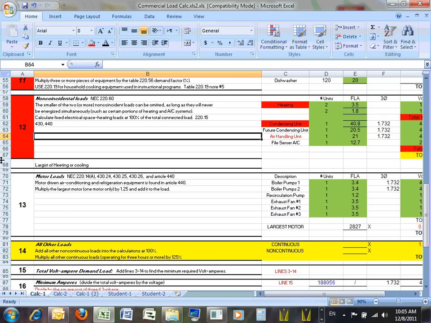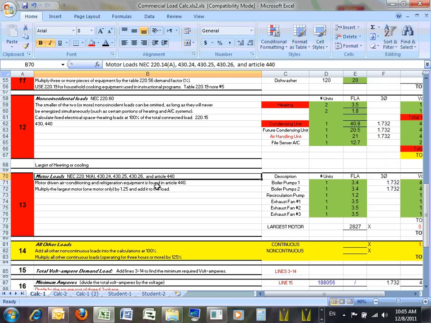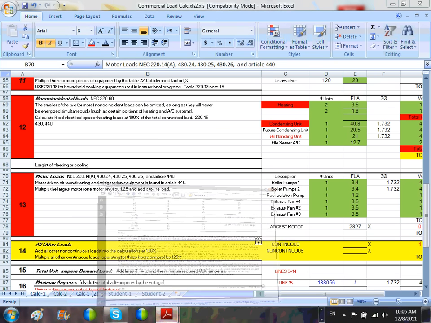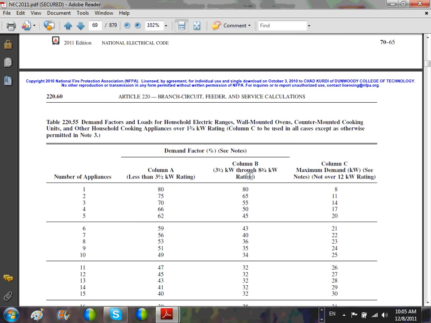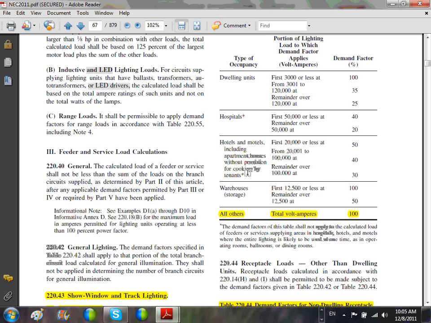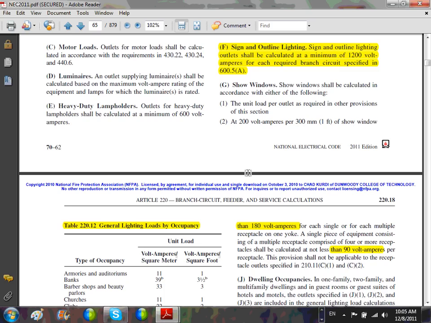Let's go to step 13. Step 13, my friends, is actually motor loads. I want to highlight in motor loads, guys, you're going to go to Article 440 and 430. A bunch of articles will give you that. 220.14(A), I think it handles them. Let's go look at 220.14(A). Okay, go up, Chad. 220.